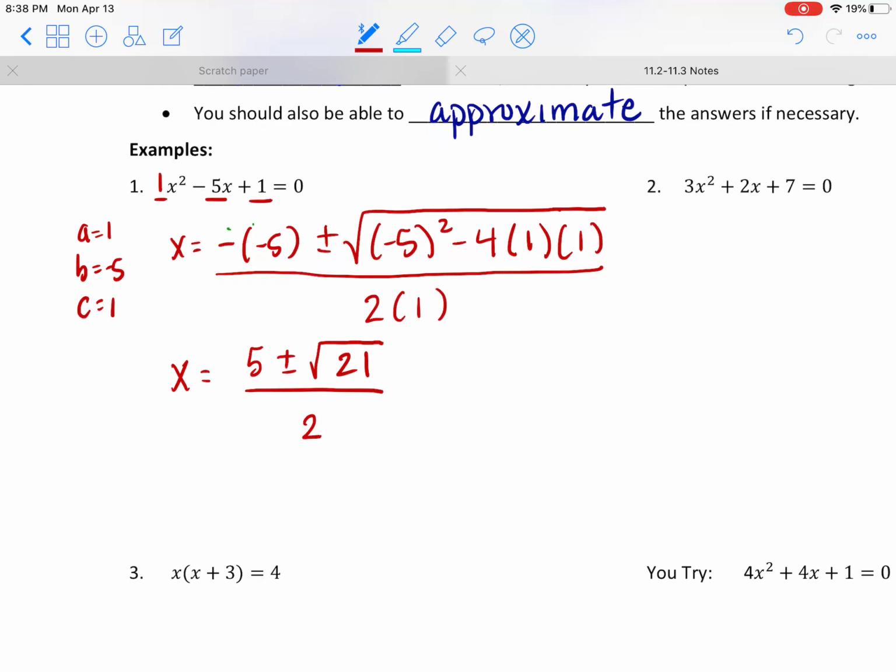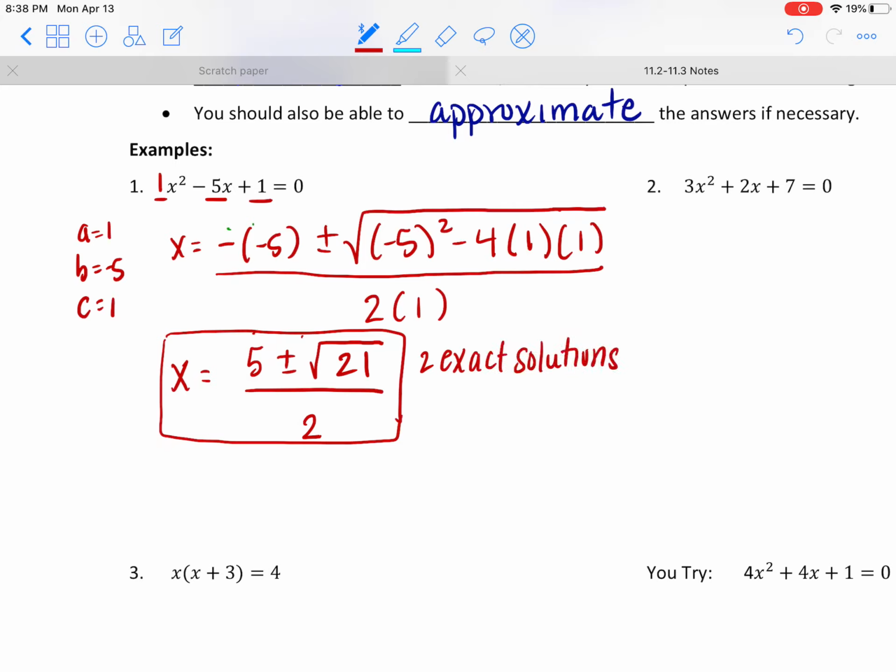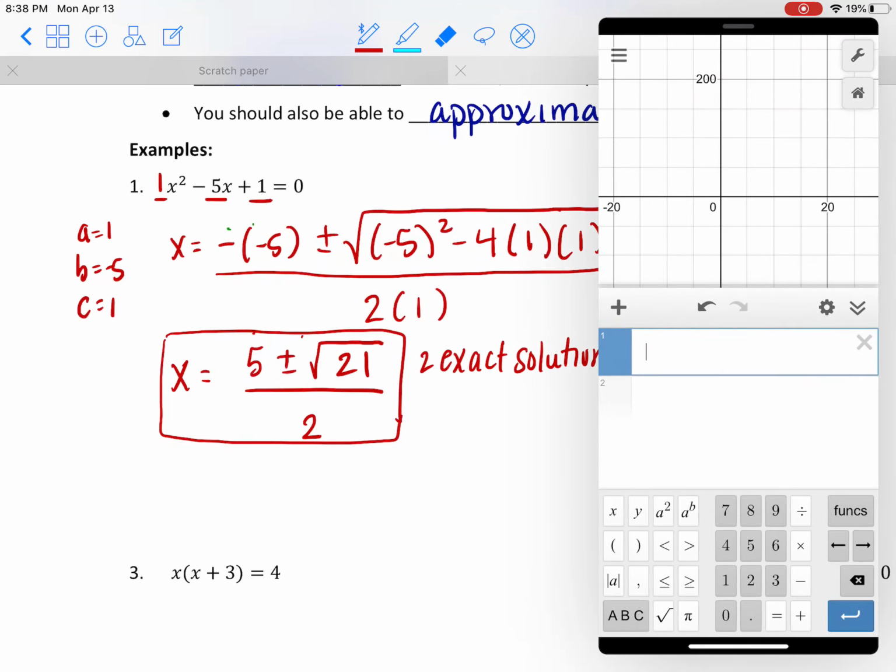Now, radical 21 can't be simplified, and because of that, and because the 5, the 1, and the 2 have nothing in common, this here represents my 2 solutions. These are the 2 exact solutions. If we wanted to approximate, then in the calculator, we're going to put in 5 plus radical 21 over 2, and 5 minus radical 21 over 2, and see what we get for decimals. I'll show you how to do that in just a second.